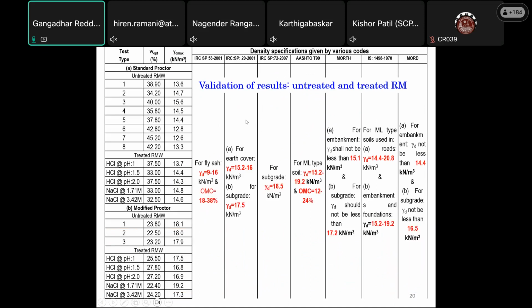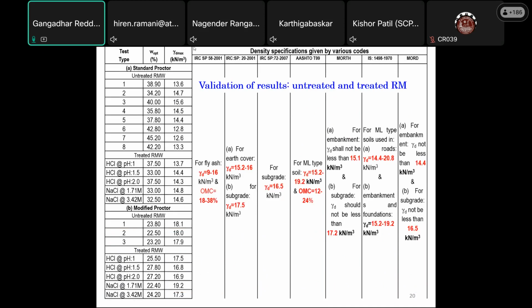So I made an analysis using different codal provisions, like IRC-SP28, different IRC codes, and IRC 1948. The main use of these codes is to see what the minimum densities specified by each code are, and whether the red mud falls in these ranges. So can we use it as a material?